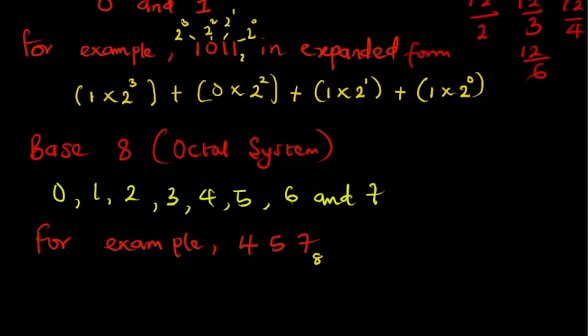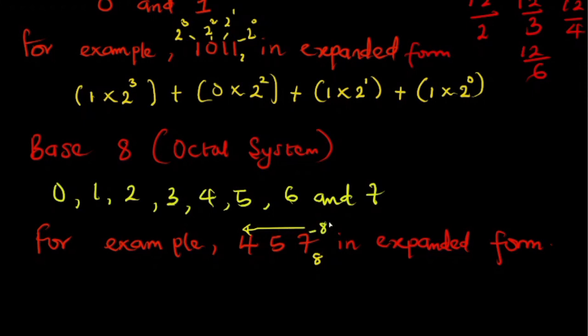If we are to write this number in expanded form, I think this one will be very easy now, since we have done it for base 10 and for base 2. Good. So in this case, remember the values increase from the right to the left as we go in this direction. The first one is going to have a factor of 8 raised to the power of 0.